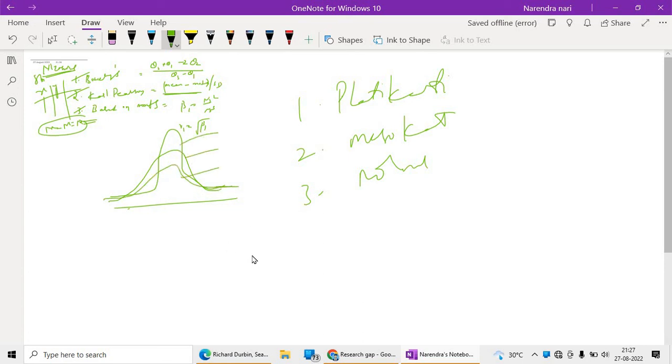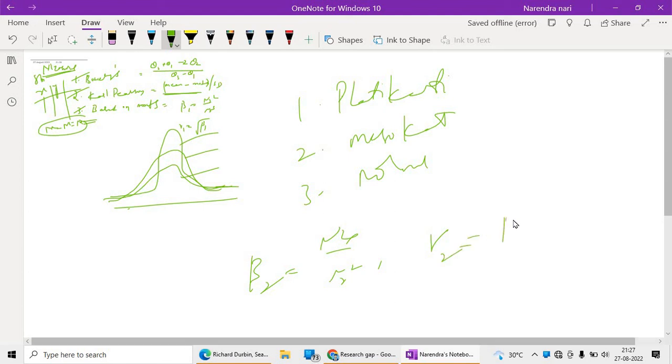Here we have only one measure, that is beta 2. It is mu 4 by mu 2 square. Then how can you find gamma 2? It is just beta 2 minus 3. So these are all the formulas for skewness and kurtosis based on moments, Bowley's skewness, and Karl Pearson. These are all important.